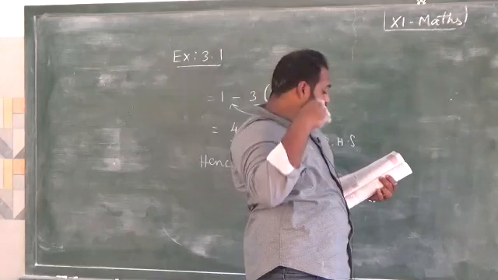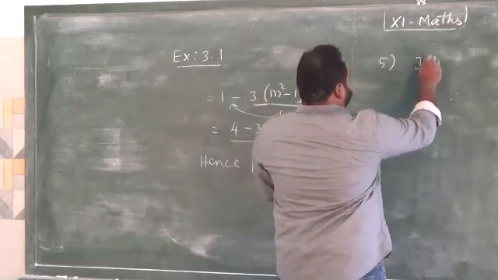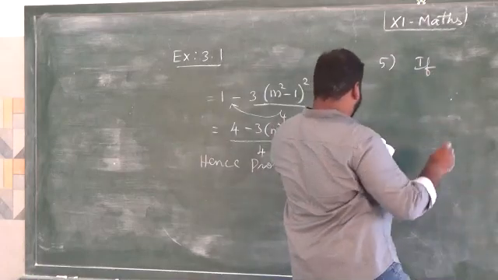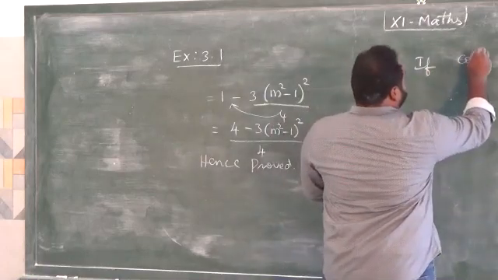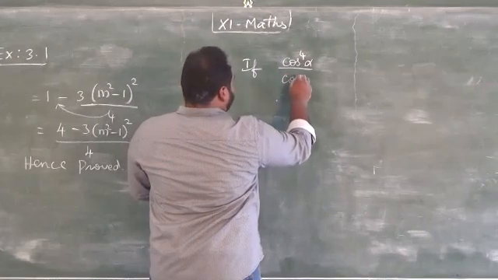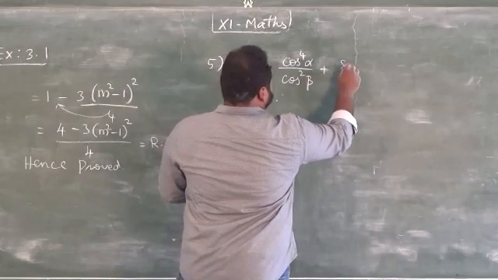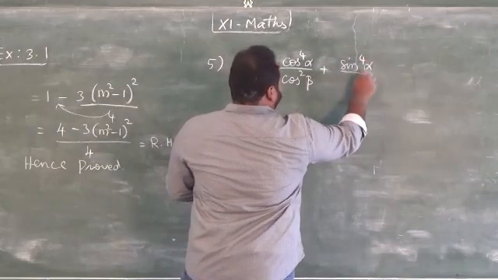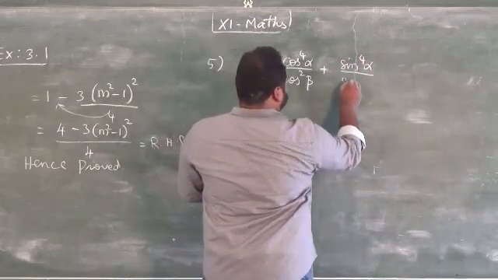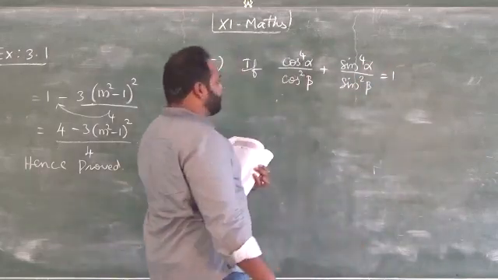Here we have given two solutions. First, I am writing the given: cos power 4 alpha by cos power 2 beta plus sin power 4 alpha by sin power 2 beta equal to 1. This is the condition given.